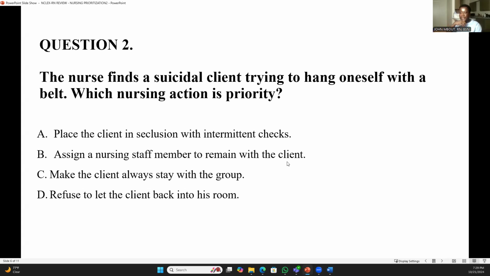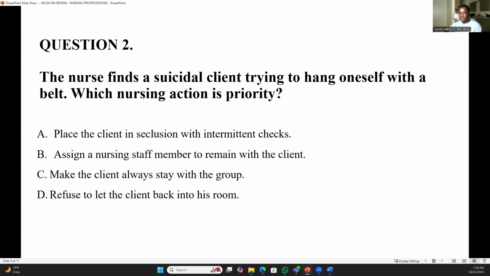The question says, the nurse finds a suicidal client trying to hang oneself with a belt. Which nursing action is priority? So, can you recall the rules we follow? We discussed the guide. You can use ABC, you can use Maslow's hierarchy, you can use the nursing process. So, secondly, you look here, you see that it will be applicable to use Maslow's hierarchy of needs here.